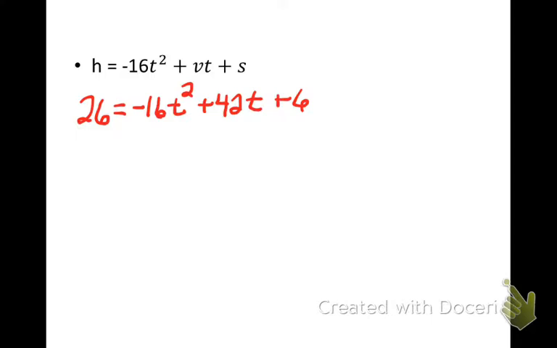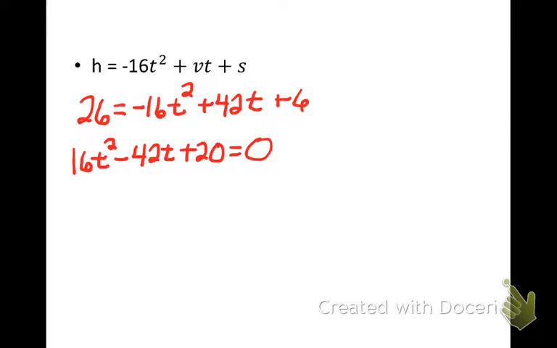And now we just need to go about solving it. Again, I don't like my t squared to be negative, so I think I'm just going to take everything to the left side. So I'm going to add 16t squared to both sides. I'm going to subtract 42t from both sides. And I'm going to subtract 6 from each side, giving me 16t squared minus 42t minus 6 plus 26, which is 20, equals 0. Now, can you do it the other way? Yes, you can. And then you can probably factor out a negative and take care of that.